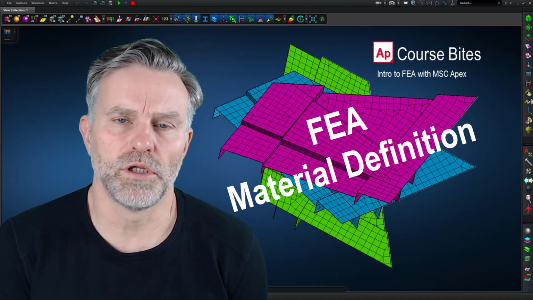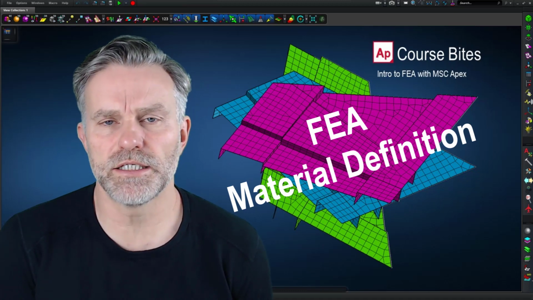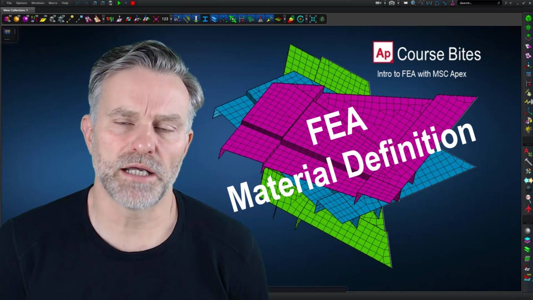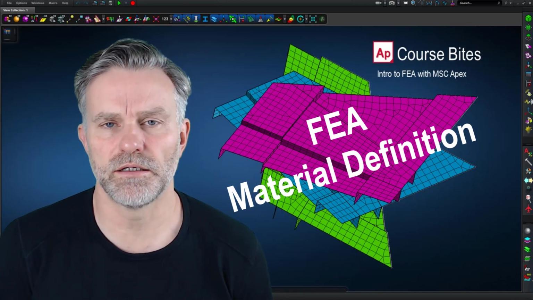An FEA model will often be represented by using a variety of materials to ensure that the strength, stiffness and mass of the structure is properly represented.